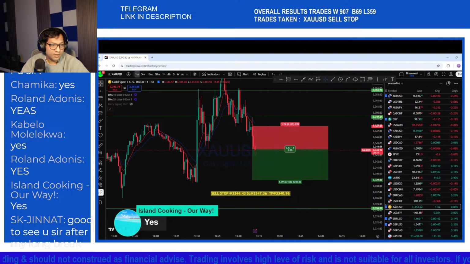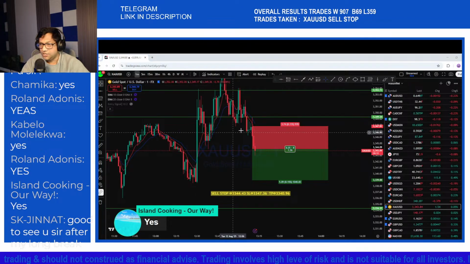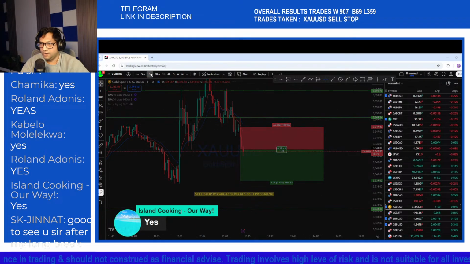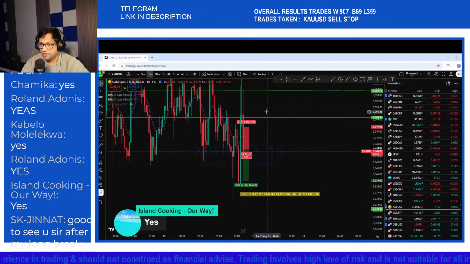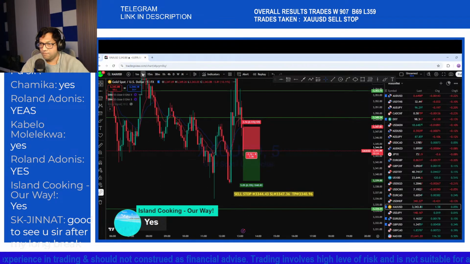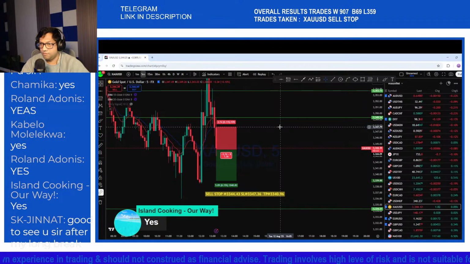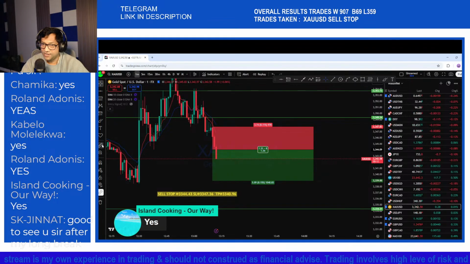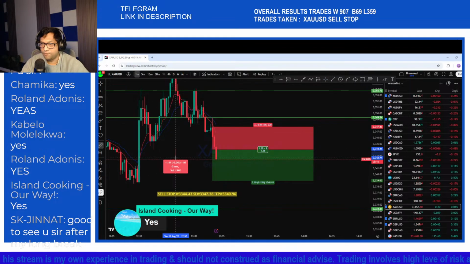TP hit. I am ready to close anytime if needed. Still I am running in, and that's a very tight stop loss. Dropping that below here, and because it's a very tight stop loss, we will also be taking the tight profit target here.